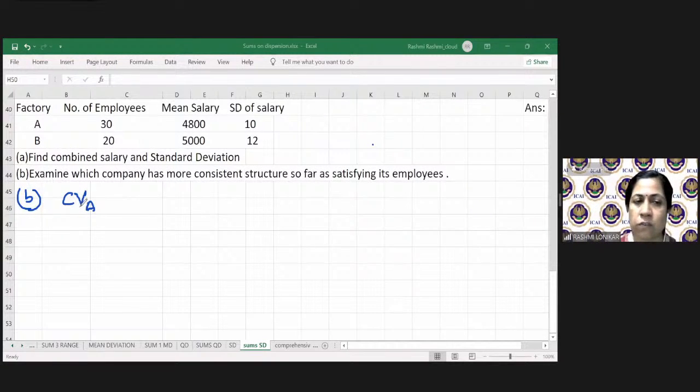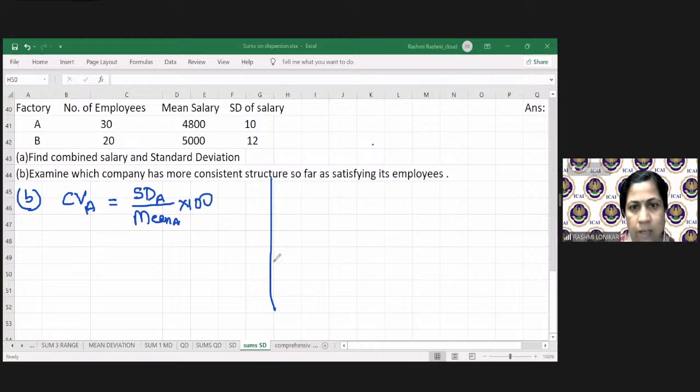CV, that is coefficient of variation of factory A, is what? Standard deviation of factory A upon mean of factory A into 100. Okay. Now I will also find coefficient of variation of factory B. Standard deviation of factory B upon mean of factory B into 100.